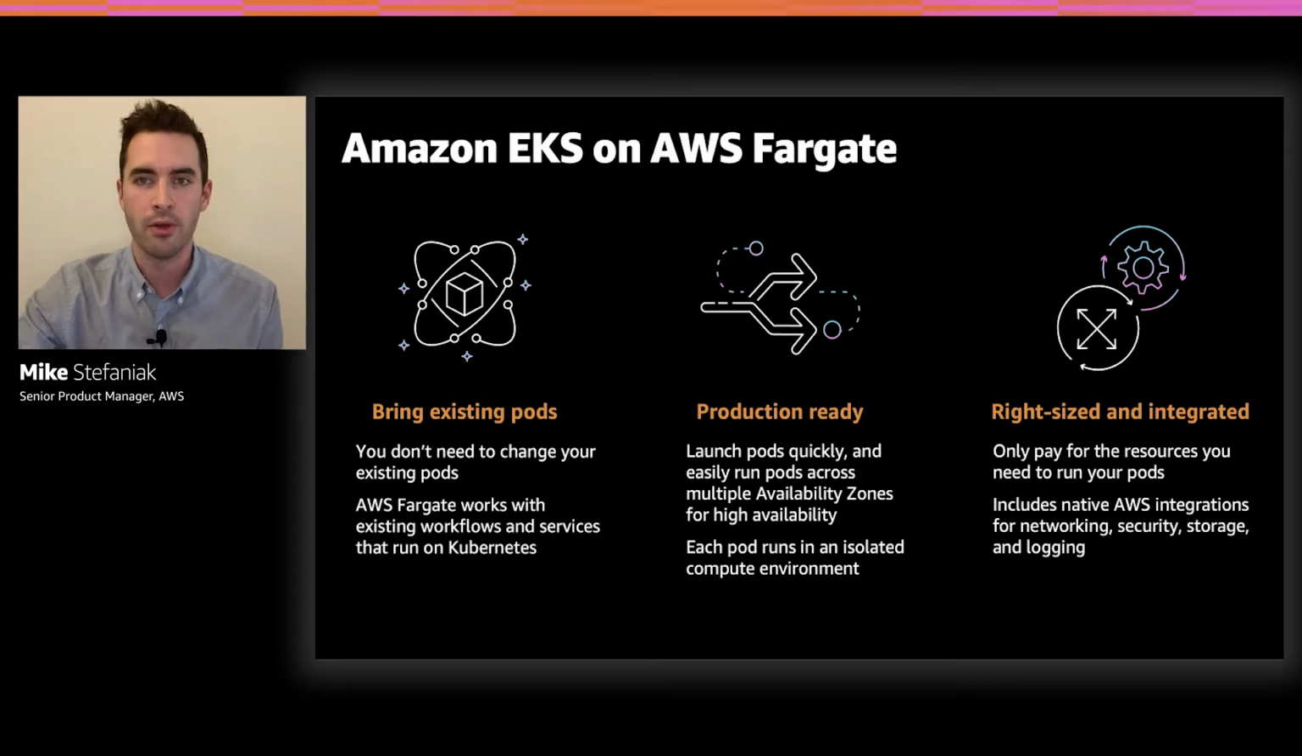The other nice benefit you get with Fargate is that each pod runs in its own isolated compute environment, not shared with any other pods. So if you have a particularly security-conscious workload, Fargate may be a good candidate. And then we have native integrations with other AWS services. So storage, we integrate with EFS. Logging is an integration we're actually launching at reInvent this year, using FireLens and FluentBit to send logs to CloudWatch, Elasticsearch, and other services. And then security integrations with IAM.